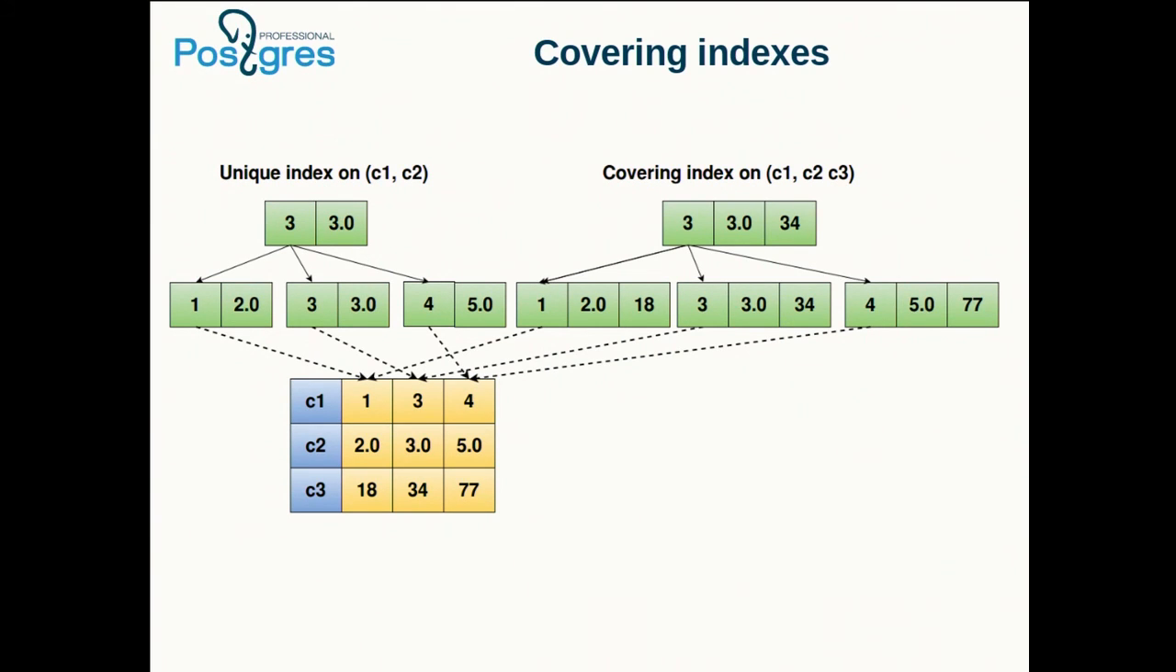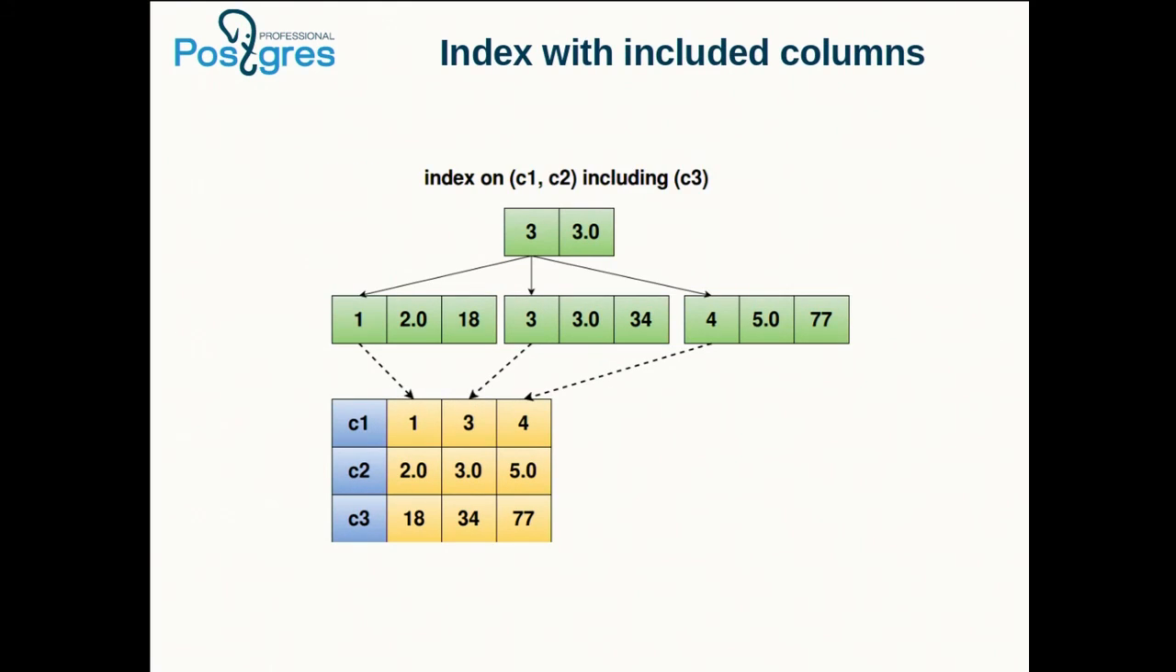It's not the best solution, but it was so. And for now, we can have just one index with included columns, which is unique on key columns, and other columns are just included in the index to use index-only scan on them. This approach seems very, very nice, and I think it will be useful for many use cases.